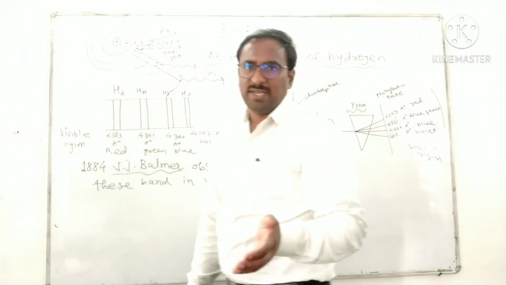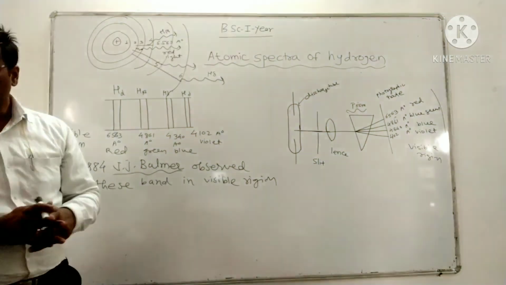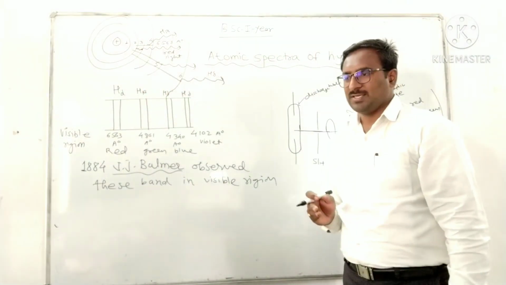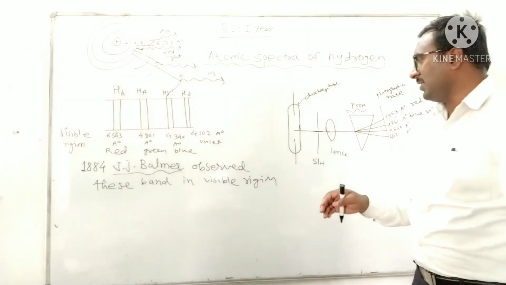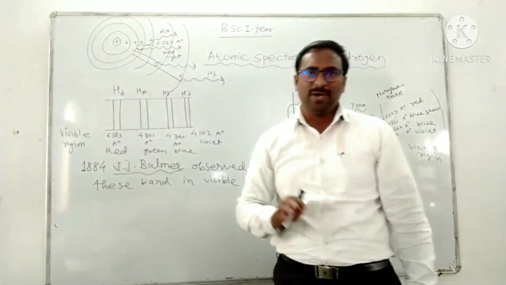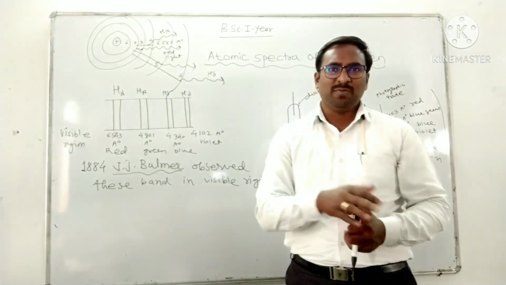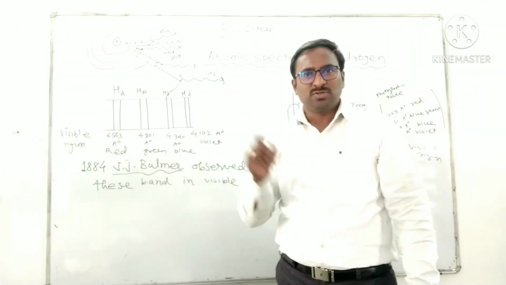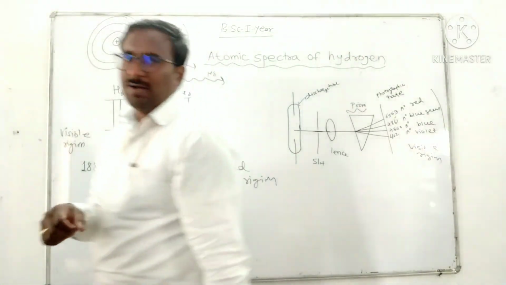Various scientists worked on the different wavelengths obtained in the hydrogen spectrum, like the Paschen series, Brackett series, Pfund series, Lyman series, isn't it? So these various line spectra were explained by various scientists, and on the basis of this atomic spectrum of hydrogen, the scientist Niels Bohr put forward his atomic model known as Bohr's atomic model. So in the next lecture we will discuss Bohr's atomic model. Do the copy and learn the atomic spectrum.